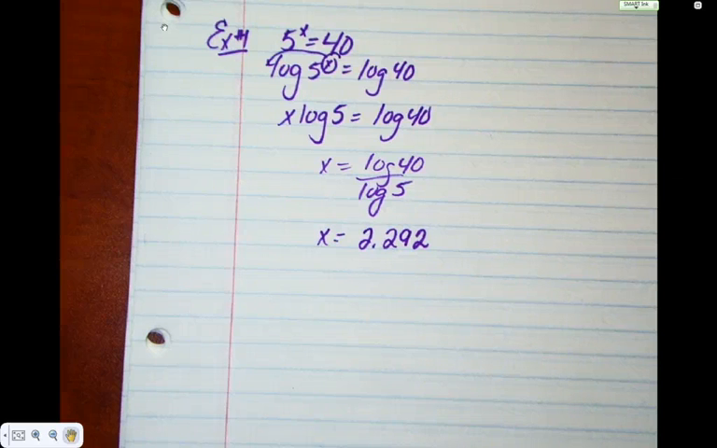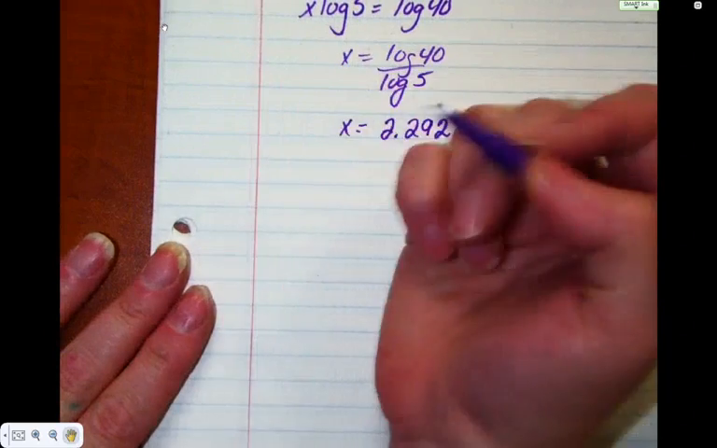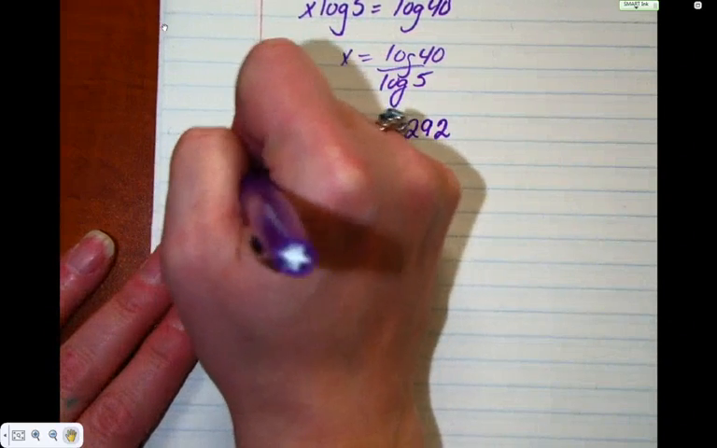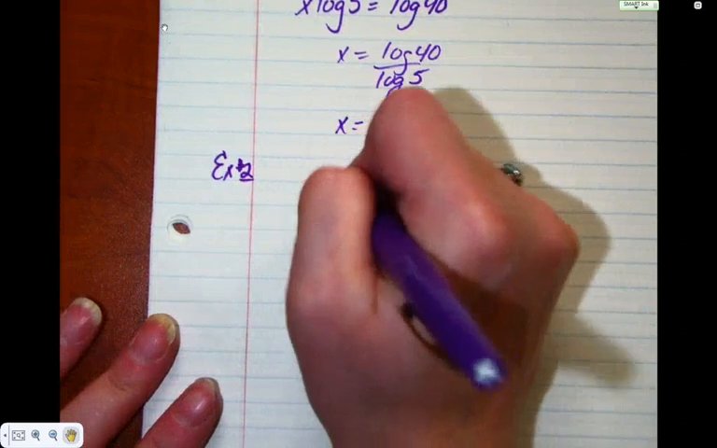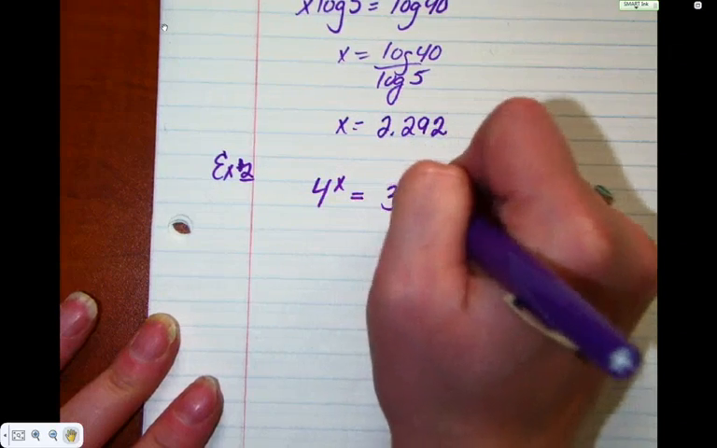Okay, well that's the easiest exponential equation there is. So number 2 is kind of more typical when you've got x's on both sides and a bunch of stuff going on. So 4 to the x equals 3 to the 2x minus 1.